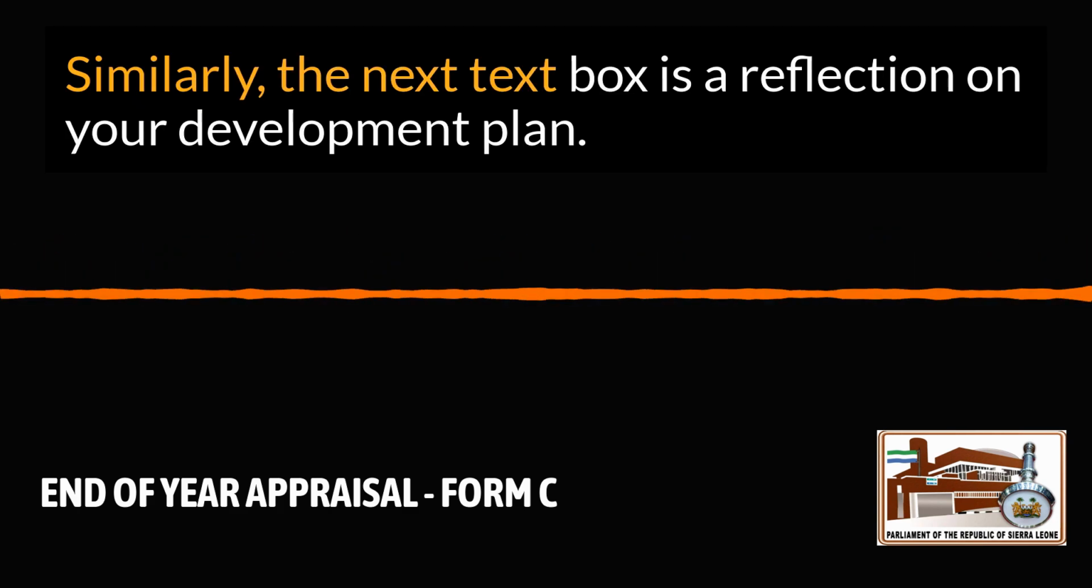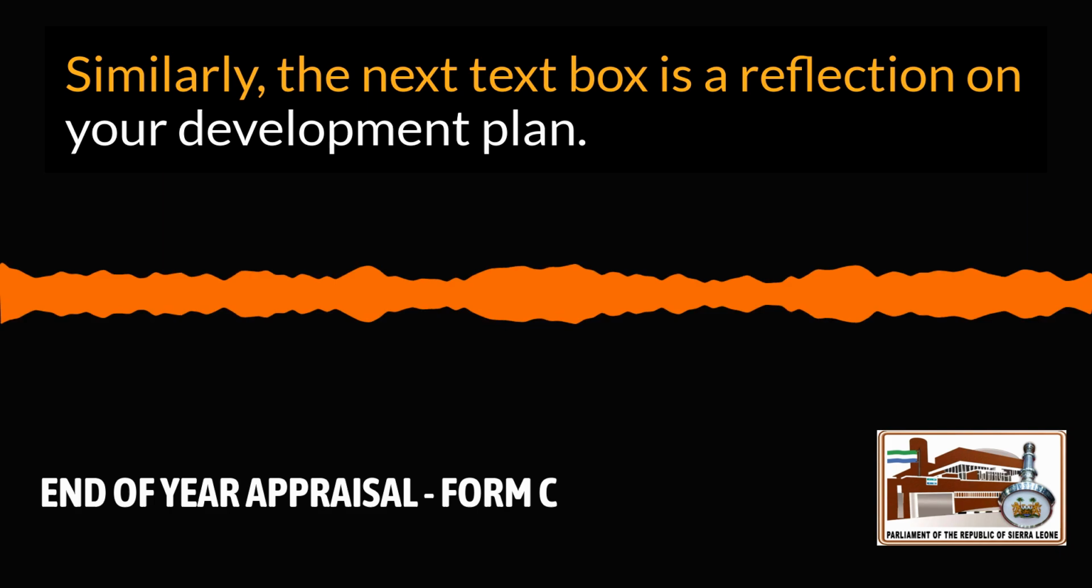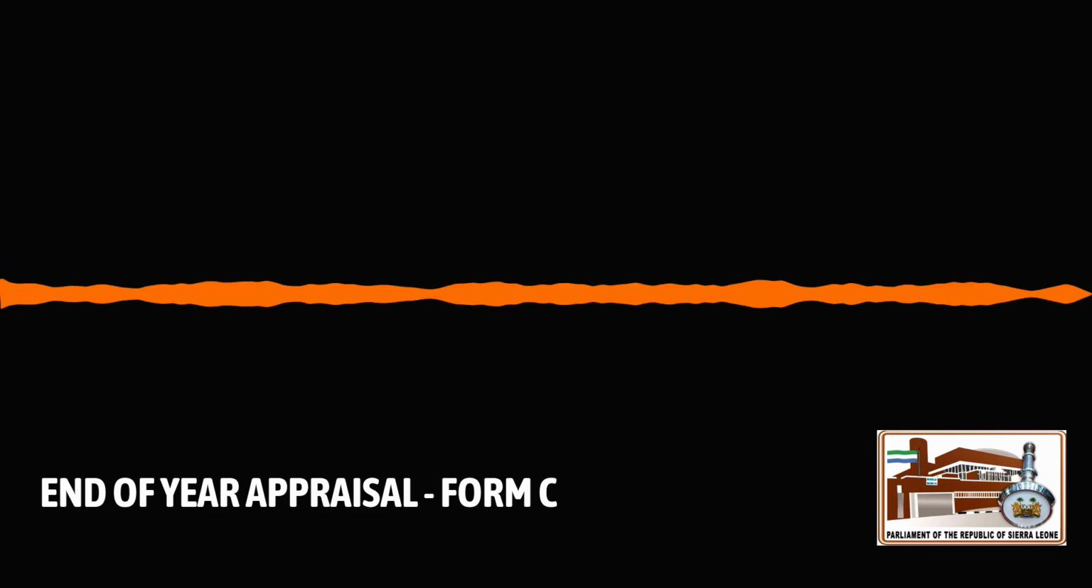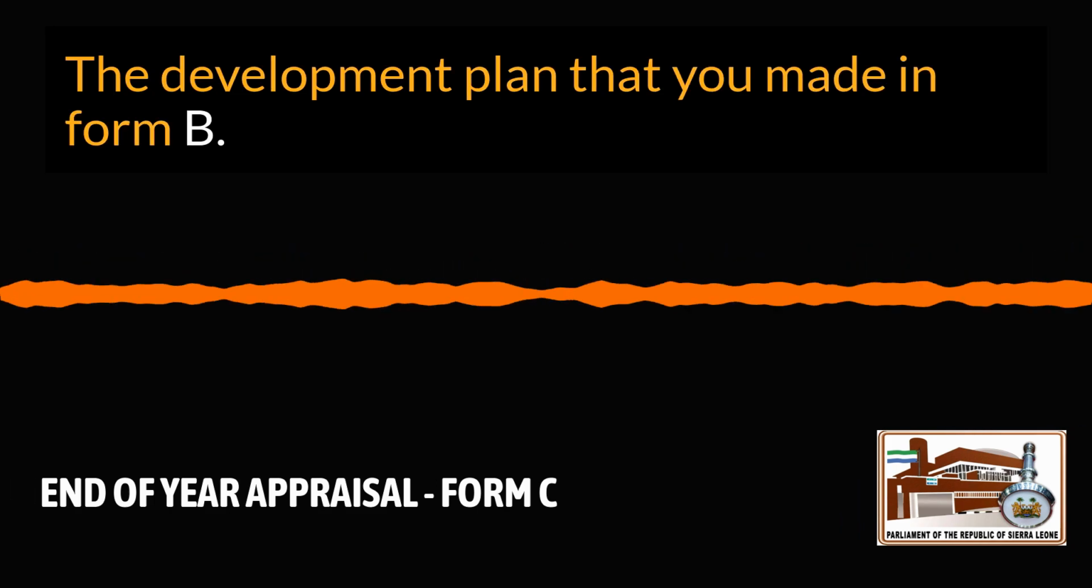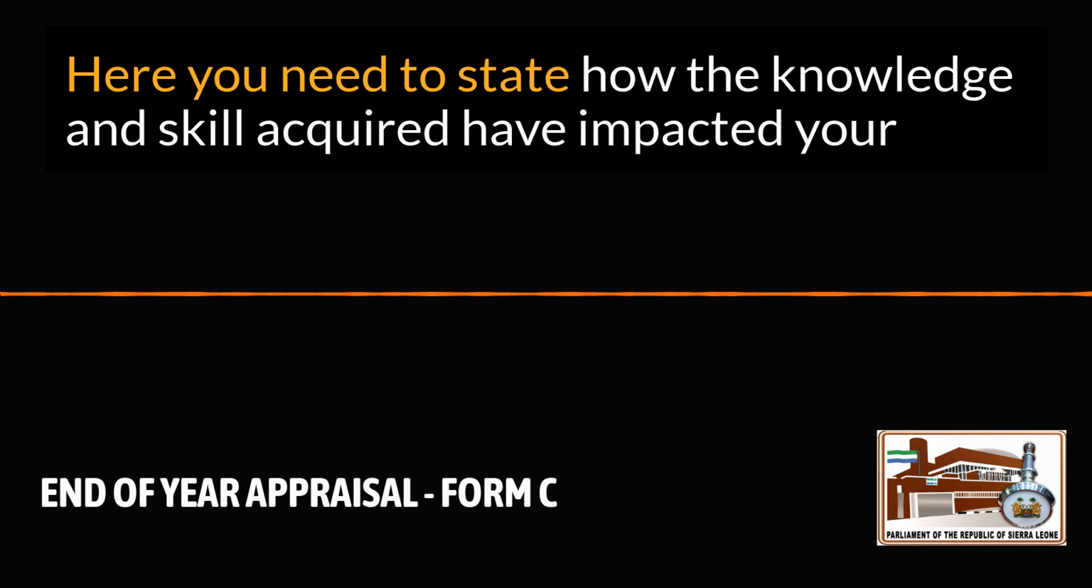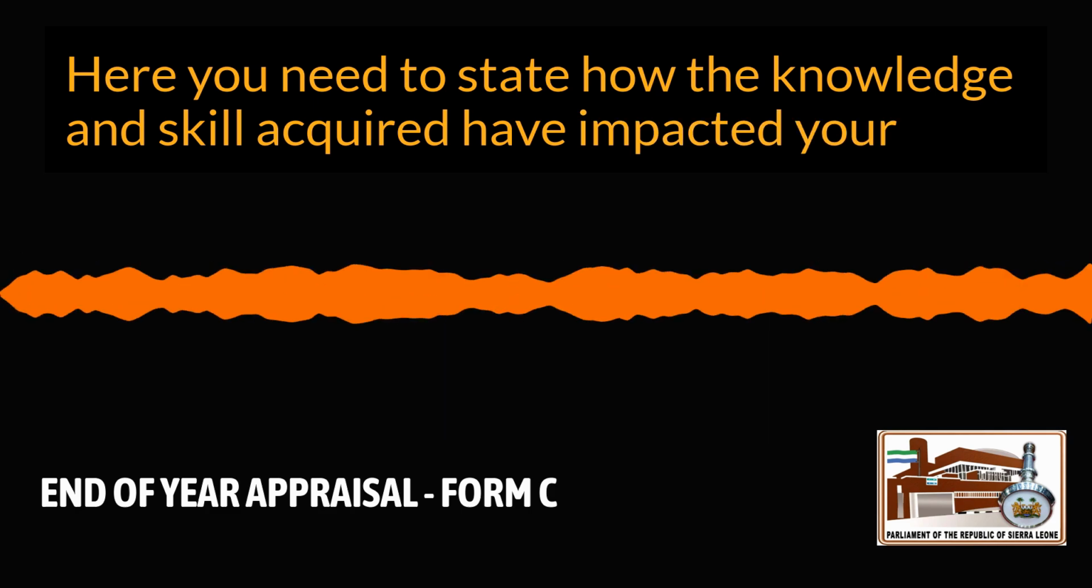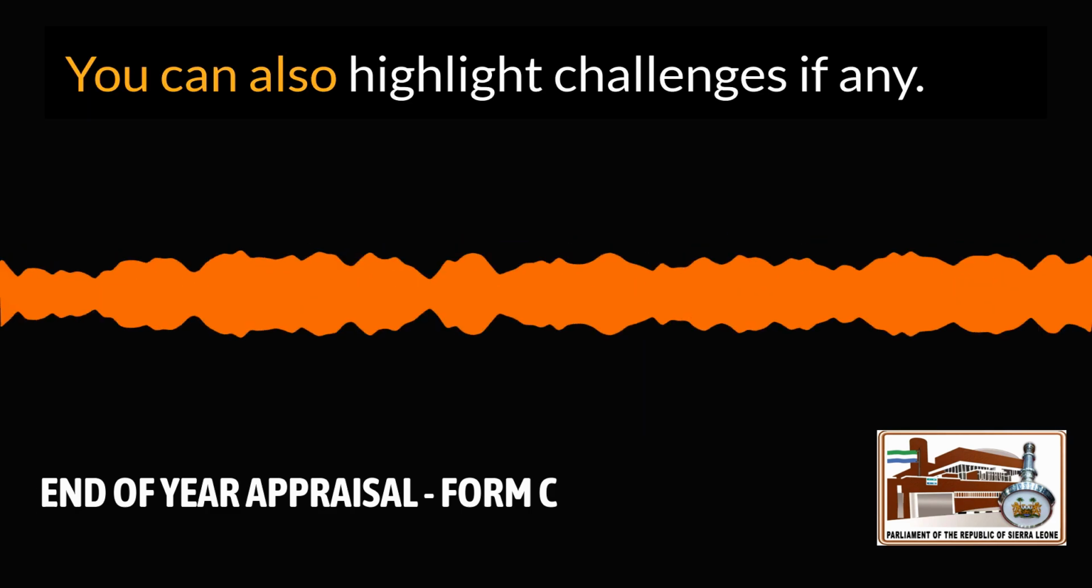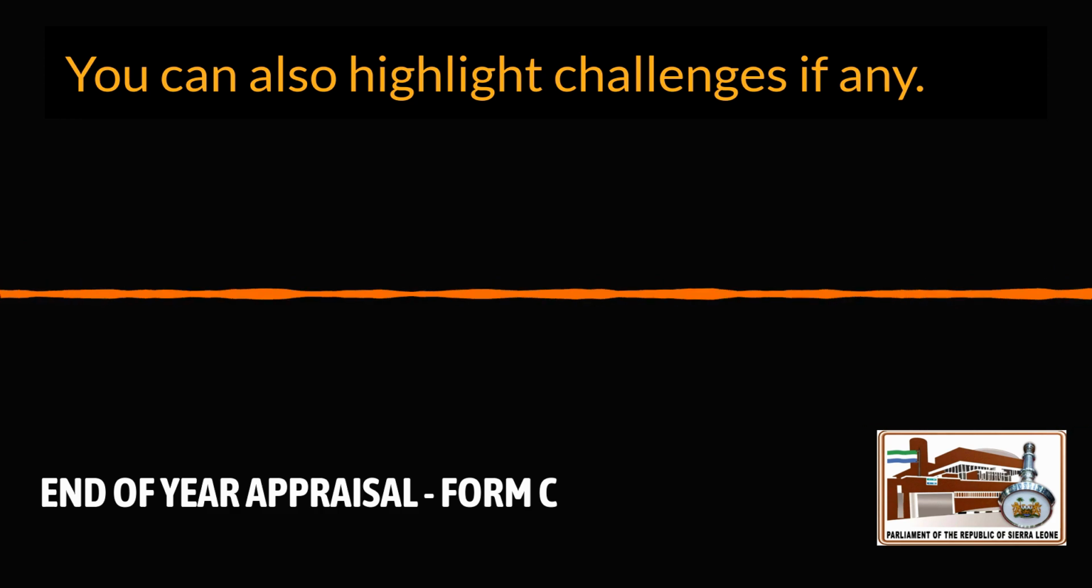Similarly, the next text box is a reflection on your development plan. For the development plan that you made in Form B, here you need to state how the knowledge and skills acquired have impacted your work. You can also highlight challenges, if any.